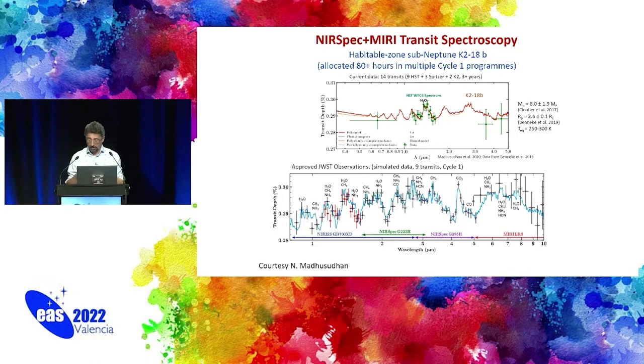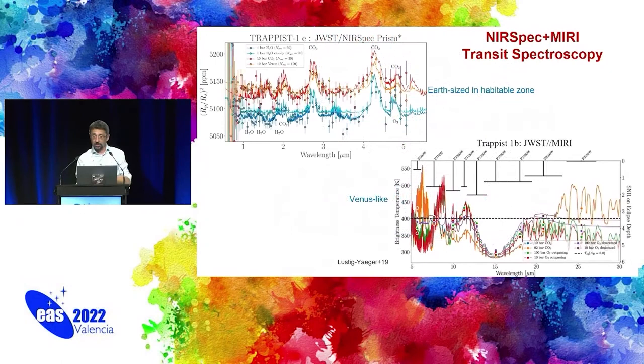And of course, the ultimate goal is to target Earth-sized planets in the habitable zone, and these simulations show that with several tens of transits, you can actually detect and characterize these atmospheres too. As was also discussed in much more detail this morning, you may see that if it is there, potentially ozone can also be detected.